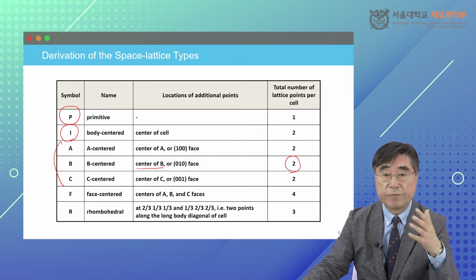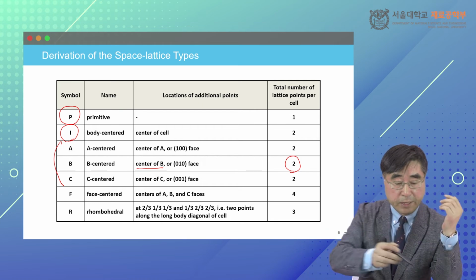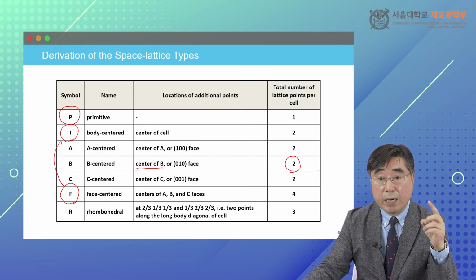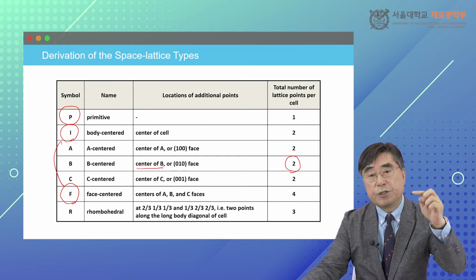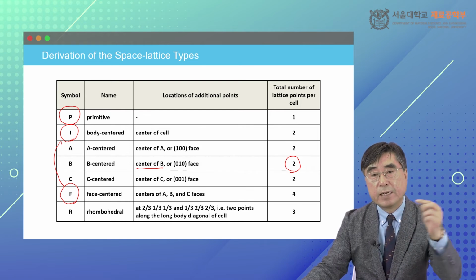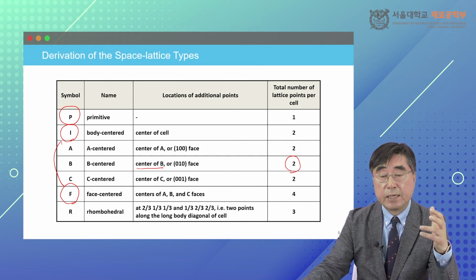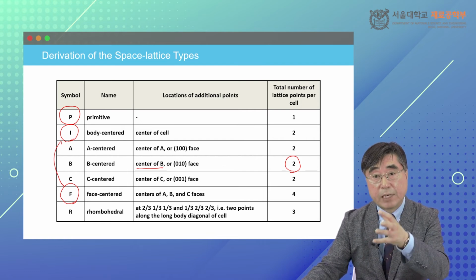Okay, so that's the definition of Bravais lattices. C-centered is the same thing. Now, face-centered means that there is a lattice point at the corner of the unit cell, but at the center of each of the faces, there are extra lattice points. In this case, there are 4 lattice points in a unit cell, which we will call F-centered. That's the definition of Bravais lattice.